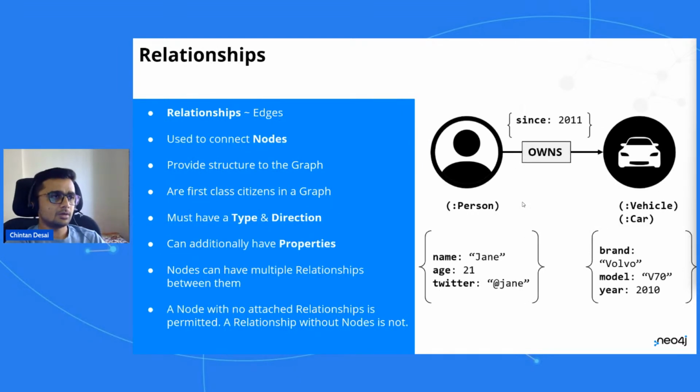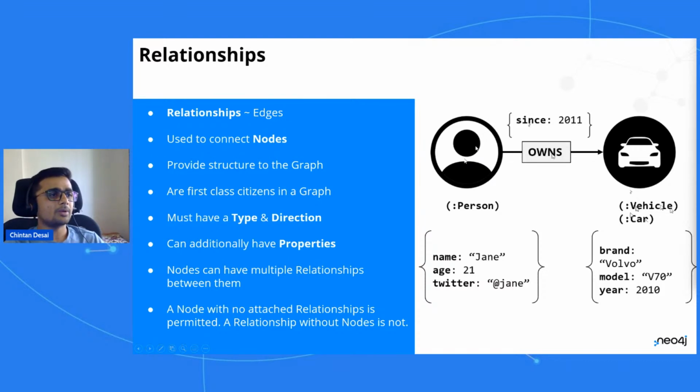Moving on to the next building block. Relationships are another important block, and I would say relationships are the first class citizens in Neo4j. Relationships are basically edges, and they are used to connect nodes. Here you can see a person node connected to another node. For example, here we are taking a vehicle or a car. We have labeled this node as vehicle and car, and the person owns a car since 2011.